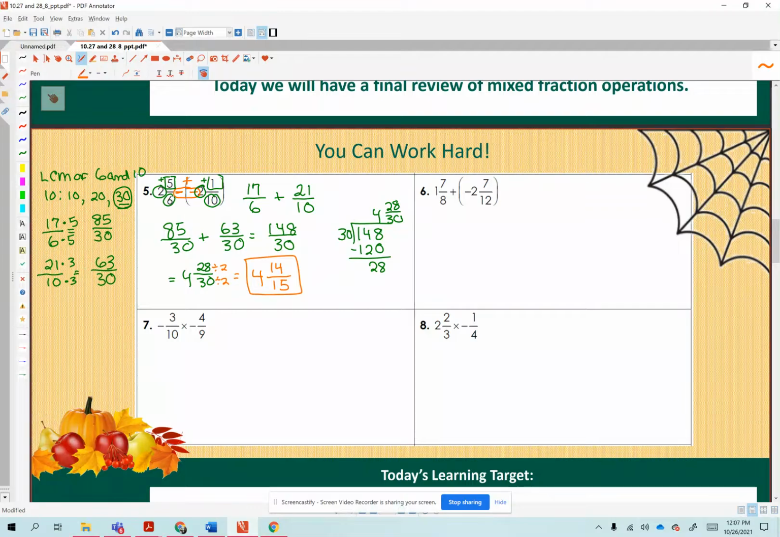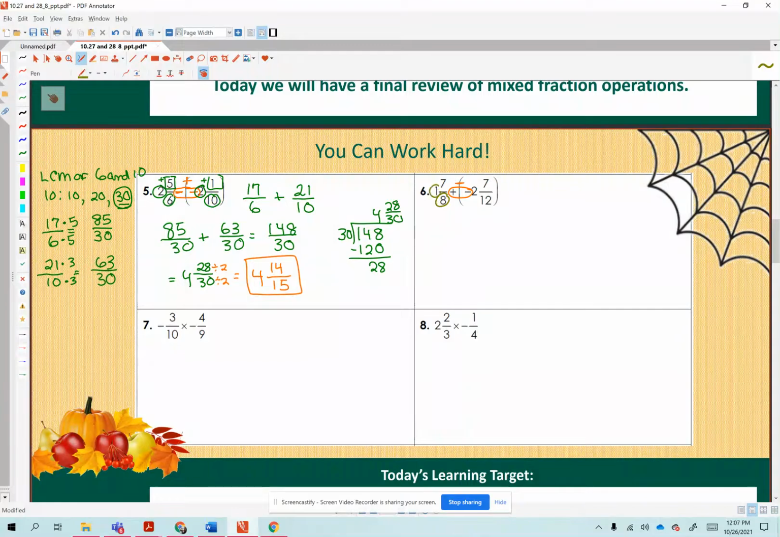So how did you do with that? I'm hoping that if you're working on your computers you will pause and try number 6 on your own. You should be trying these on your own and then check your work with me to see how you've done. So number 6, we are adding a negative. Adding a negative is simply subtracting. And the first thing we need to do with number 6 is convert these mixed numbers to improper fractions.